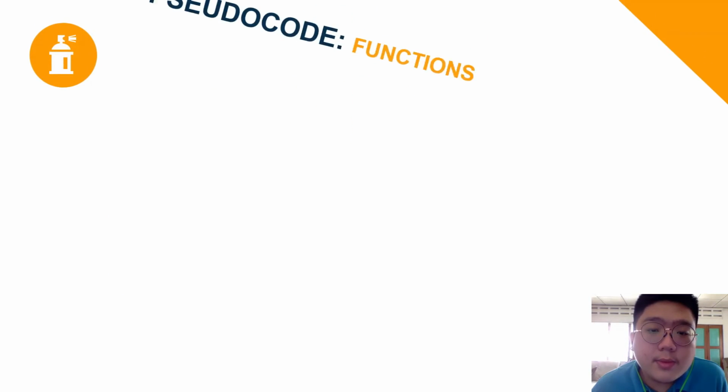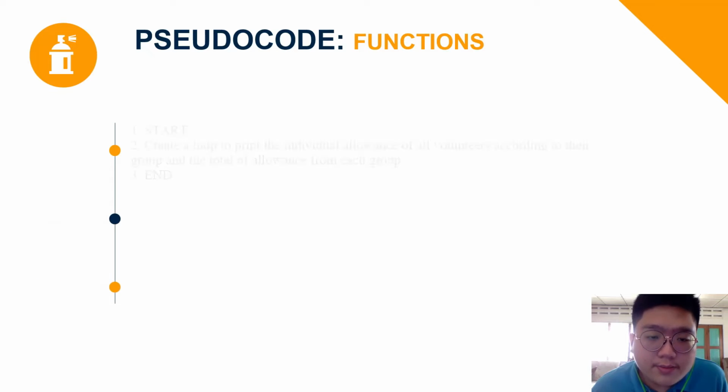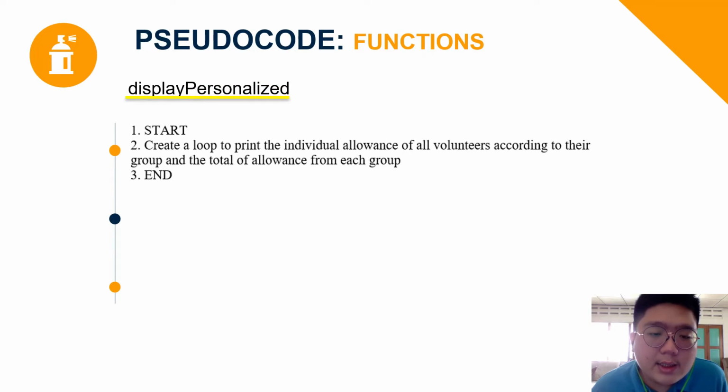And lastly, the function of display personalized. We will create a loop to print individual allowance of all volunteers according to their group and total allowance from each group.